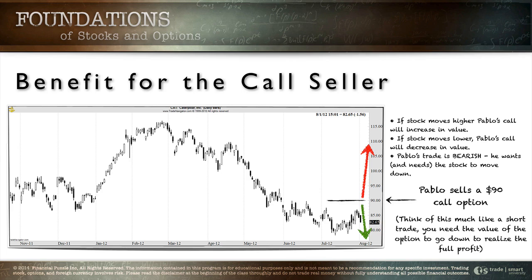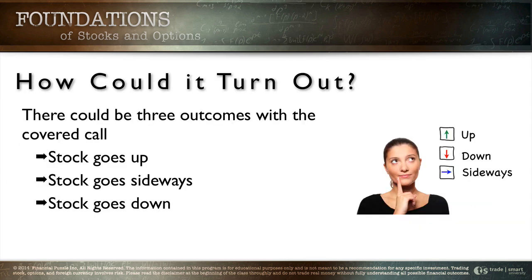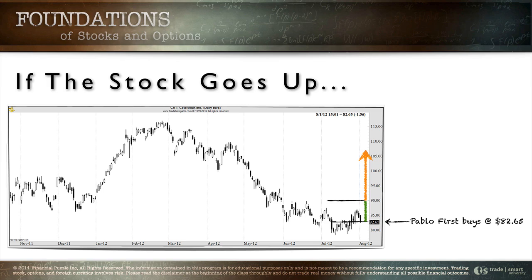So how could this turn out? Well, there are three outcomes. The stock could go up, it could go down, and it could go sideways. And if you were like this girl, you stick your finger in your mouth and you wonder, which way is it going to go? Stock goes up, there's one outcome. Stock goes down, there's one outcome. Stock goes sideways, there's an outcome. Let's look at them. If the stock goes up, Pablo has his shares that he purchased at $82.65. If the stock goes up, remember Pablo sold his call for $90.